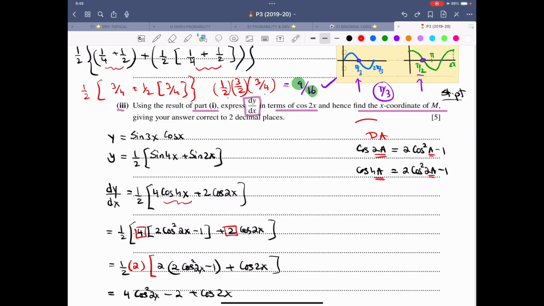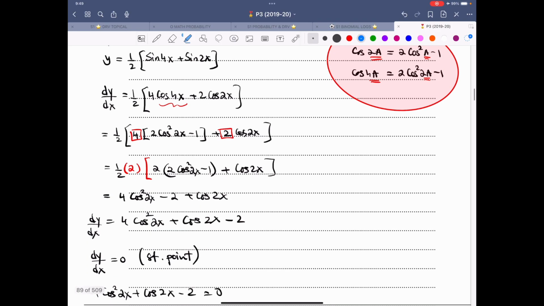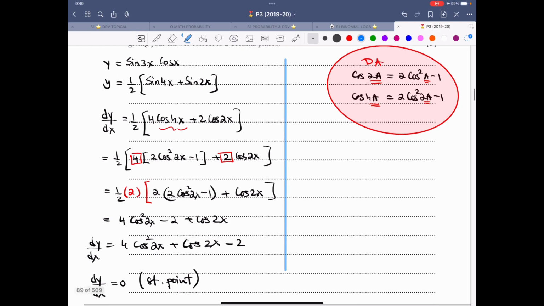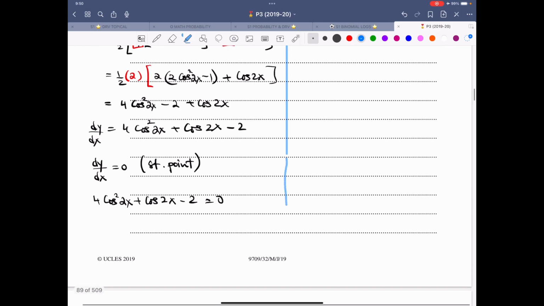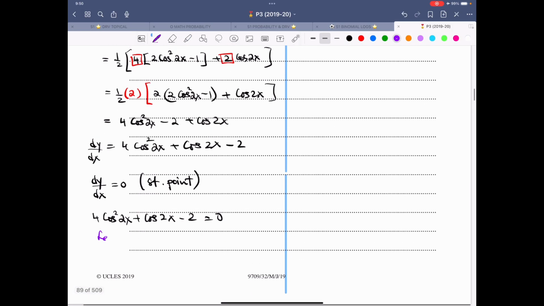Okay, that's good. And let me draw a line in the middle, and that is why you should always start from the very, very left. So now we have this thing. Let's make a substitution. Let m equal cosine 2x. Therefore, m square is cosine square 2x. So this is 4m square plus m minus 2 equals 0.